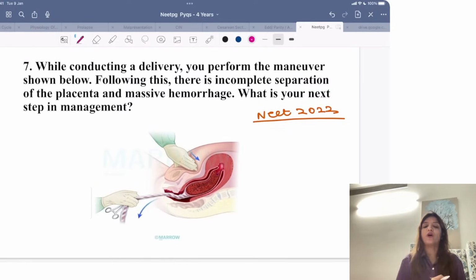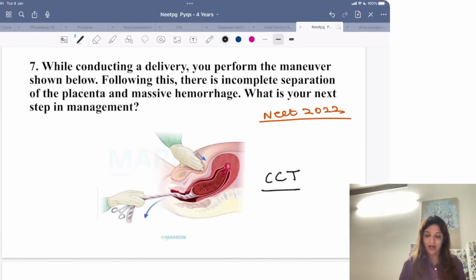So what are you doing? You are doing controlled cord traction. With one hand, you are pushing the placenta up, and with the other hand, you are giving traction to the cord. So this maneuver is controlled cord traction. Now, following this, there is incomplete separation of placenta and massive hemorrhage. So, the patient is bleeding heavily and the placenta did not come out. There is incomplete separation of the placenta.